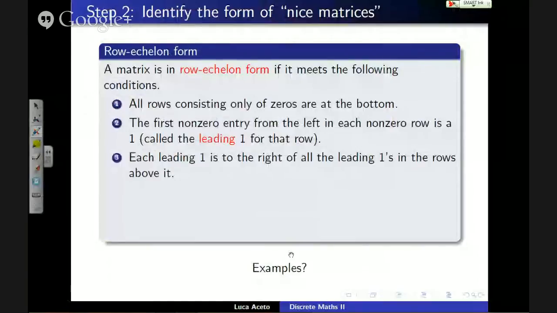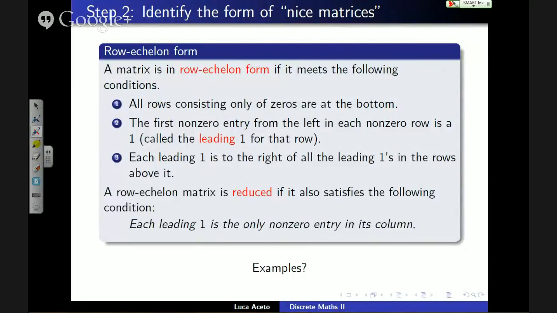There is a special type of matrix in row echelon form, which is even nicer. And this is called a reduced row echelon matrix. In addition to the three conditions that we had above, it has to satisfy the fourth condition, which is the following. Each leading one, and remember, a leading one is the first one that you meet in any row, should be the only non-zero entry in its column.